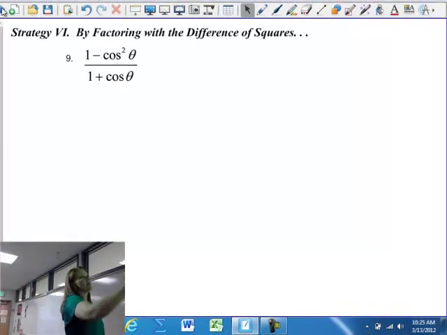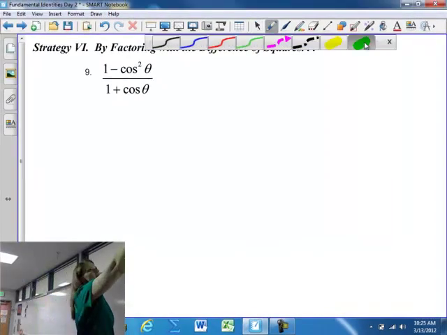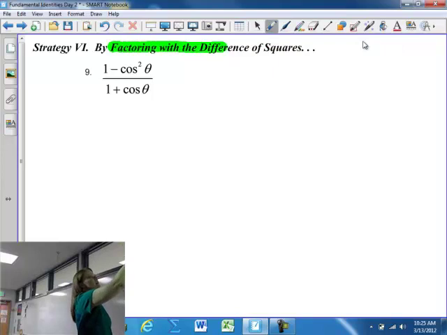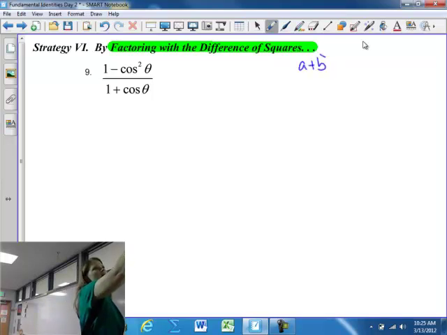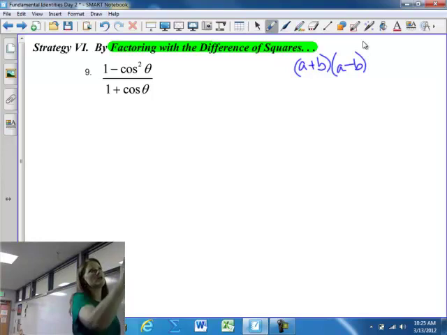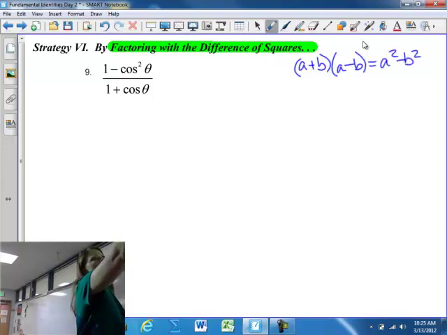Okay, another topic we need to talk about is, come over here and use your highlighter. We're going to talk about factoring. Now, we talked about factoring last class, last video, but this is factoring with the difference of squares. So just real quickly, let's remind ourselves. When we have a factor like a plus b times a factor a minus b, we used this in a couple examples ago. Very quickly, we knew that was a squared minus b squared. Again, if you don't believe us, multiply it out.